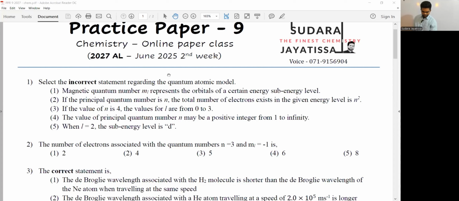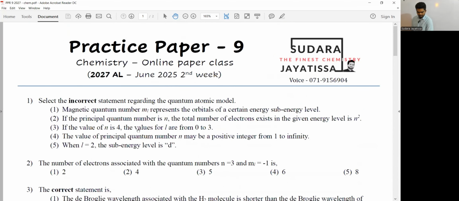So in this paper, we have 10 MCQs, which are coming from the first few theories of the atomic structure lesson. And then we have several questions from the chemical calculation lesson also. So this is the paper we are going to discuss today. So let's start the discussion from our first MCQ.